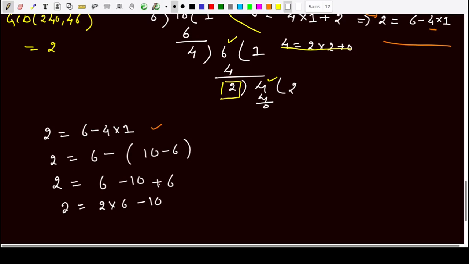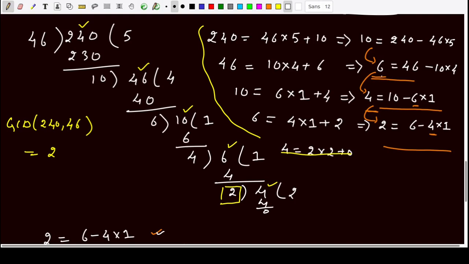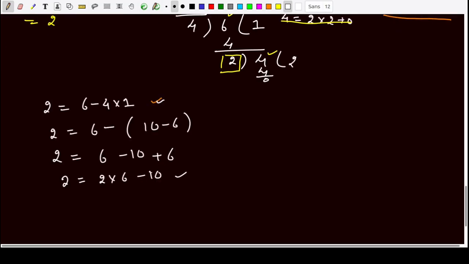For the sake of the extended Euclid algorithm, let us not do this. Now we have broken down our equation from here to here: 2 times 6 minus 10. Now let us see this equation again. 6 equals 46 minus 10 into 4. Now let us substitute the value of 6 in this equation.